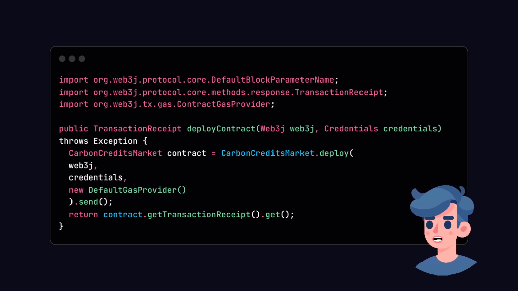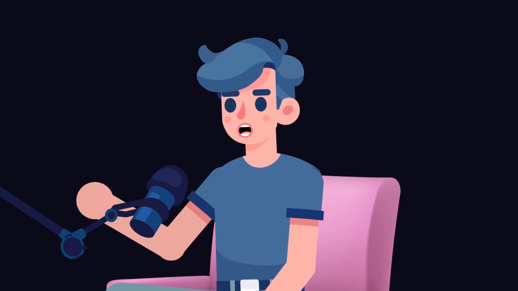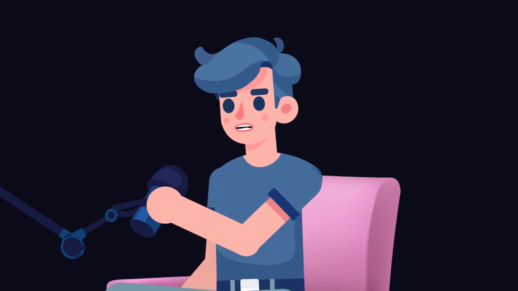Now that we have our contract, let's write a Java method to deploy this contract to the Ethereum blockchain using Web3j. In this method, we deploy the contract to the blockchain using Web3j. We provide our Web3j instance and our credentials. Once deployed, we'll receive a transaction receipt for all the details.